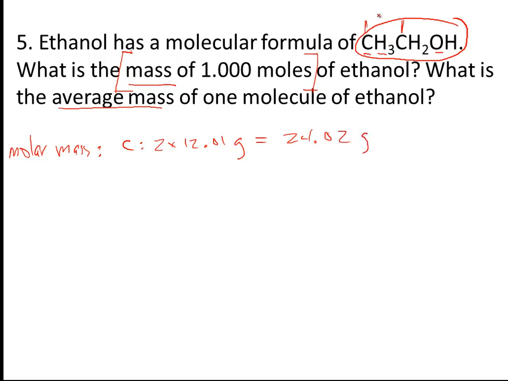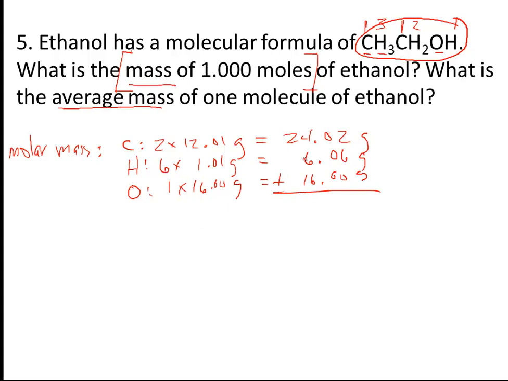Then we have hydrogens. How many hydrogens do we have? We have 3 here, we have 2 here, and 1 there. So 3 plus 2 plus 1 is 6. So that's 6 times 1.01 grams, which is equal to 6.06 grams. And then finally, we have 1 oxygen, so oxygen, 1 times 16.00 grams is 16.00 grams. And when you add those 3 totals up, you get 46.08 grams. And that is the molar mass.